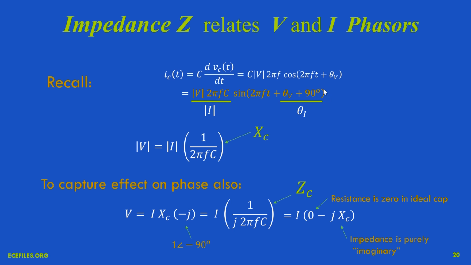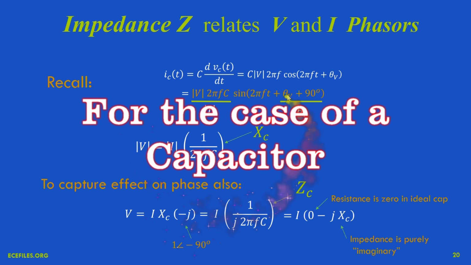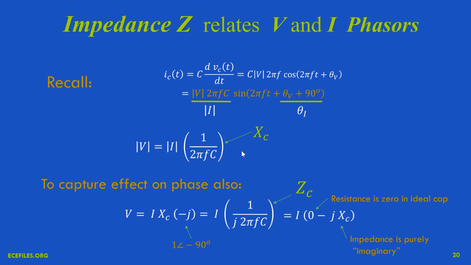So the phase relationship is 90 degrees. Whatever the voltage phase is, you add 90 degrees to get the current phase. Or if you know the current phase, then you subtract 90 to get the voltage phase. How do I subtract 90 degrees? Well, I use the multiplication property. I know that if I multiply by the magic number minus j, then minus j is 1 at an angle of minus 90 degrees. So it's going to take whatever I have here and shift it by negative 90 degrees.